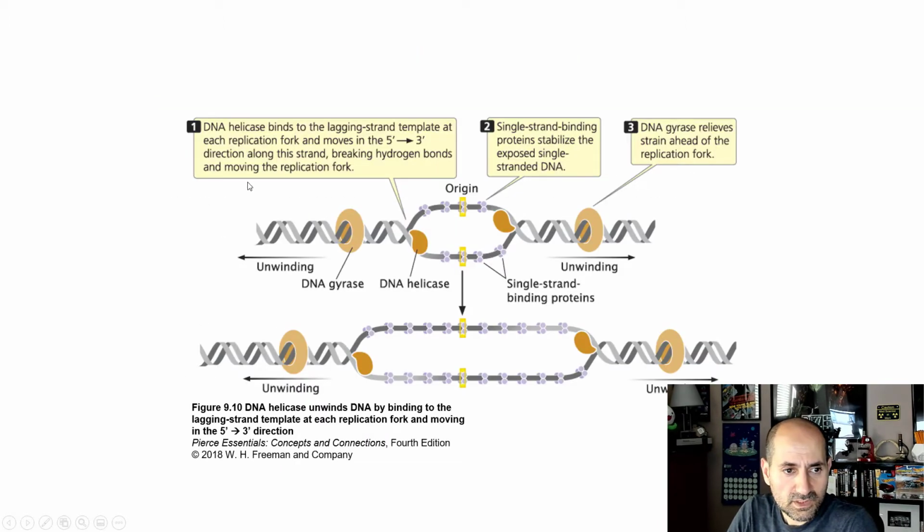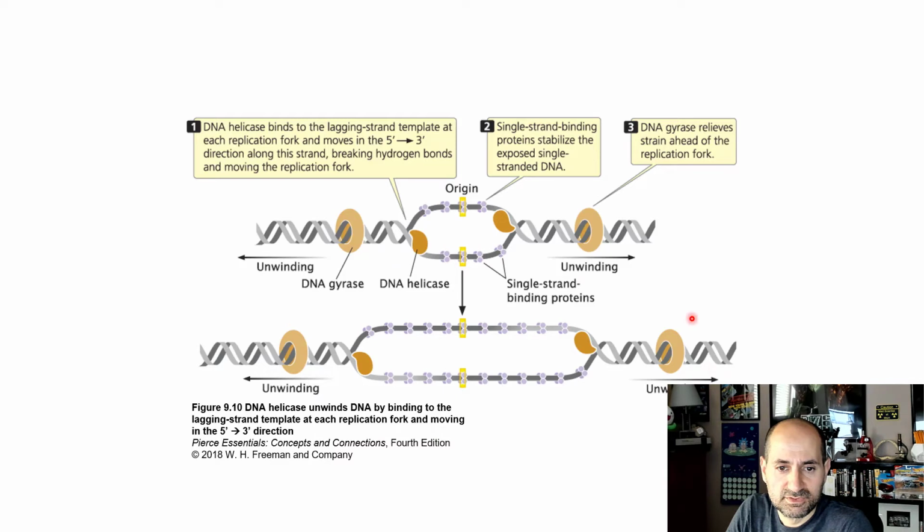And again, here you have DNA helicase activity, unwinding DNA by binding to the lagging strand template at each replication fork and moving in a 5' to 3' direction. So that's what helicase does. Here's a replication fork. Here's a replication fork. This is the origin of replication here at the center. This is known as a replication bubble. And you have this helicase moving to the right, and this helicase moving to the left simultaneously. And it is those helicases that are bound to the lagging strand while they move.